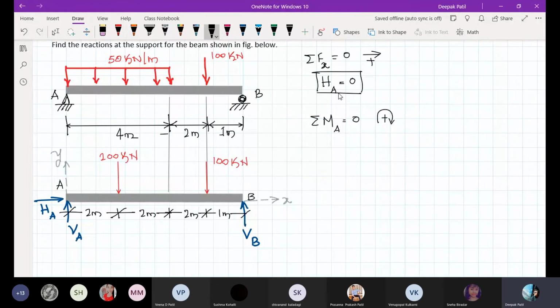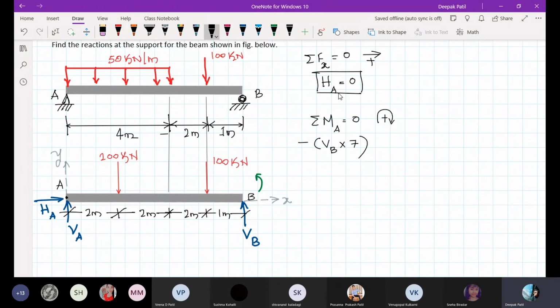Now here I'm going to take moment at A equal to 0, meaning I'm going to take the moment of all these forces at point A, that is at this point. Since I'm taking moments at A, I have to come from B. If you see VB, VB at A will cause an anti-clockwise movement. So I should write it as minus VB, the force, multiplied by the perpendicular distance, which is 1 plus 2, 3, 3 plus 2, 5, 5 plus 2, 7.